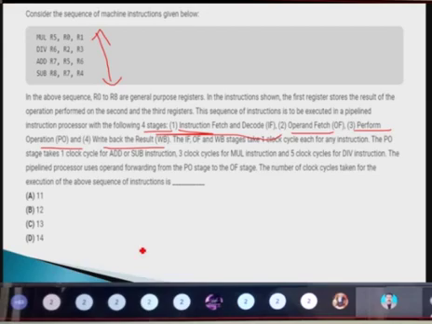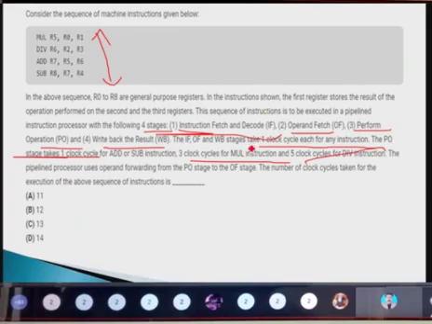Okay, so these are the 4 stages I need to do. So instruction fetch and decode, then operand fetch, then perform operation, and fourth, write back the result. Instruction fetch, operand fetch, and write back stages take one clock cycle each for any instruction. And the PO stage takes one clock cycle for add or sub instructions, 3 clock cycles for multiplication instructions, and 5 clock cycles for division instructions.